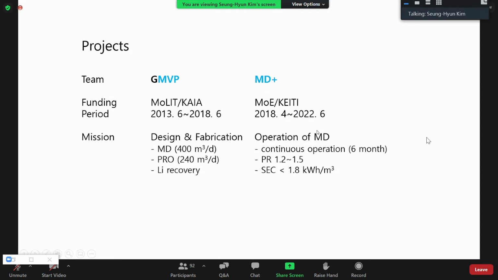This one is more focused on membrane distillation, especially operation. So this project requires demonstrating continuous operation of this MD pilot plant for at least 6 months. And there are some requirements of this pilot plant, like PR or performance ratio and specific energy consumption.